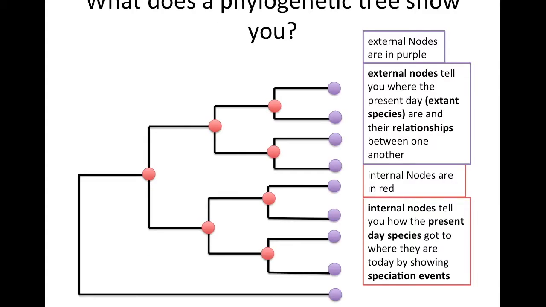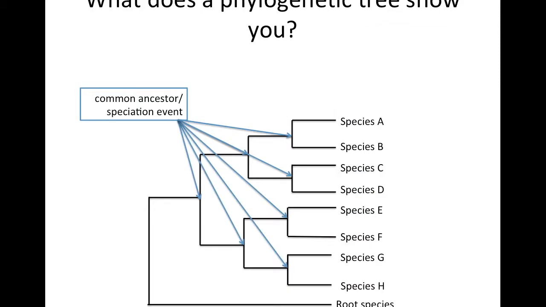And here we can see, as we've already mentioned, external and internal nodes. External nodes tell you the present-day extant species and their relationships to one another. Internal nodes tell you how the present-day species got to where they are by showing us speciation events. I've highlighted this again because some people find it quite confusing what the internal nodes actually stand for. They are our common ancestors, so species A and species B share a common ancestor, and species C and species D share a common ancestor, and they're also speciation events, which we will go into in a bit more detail.